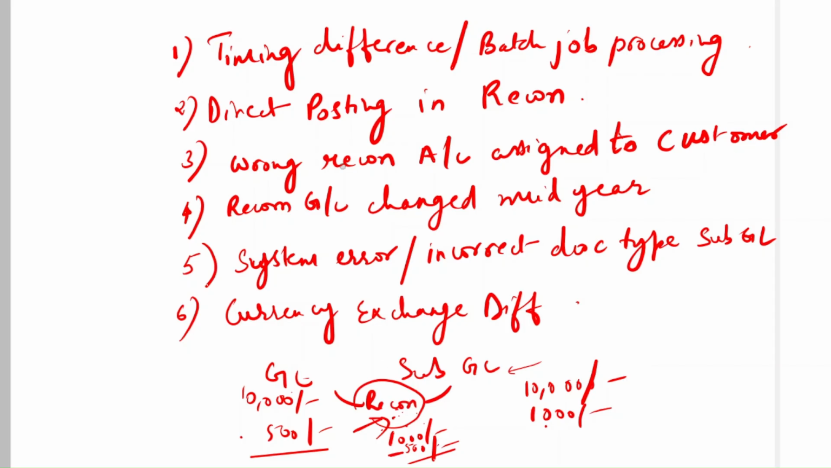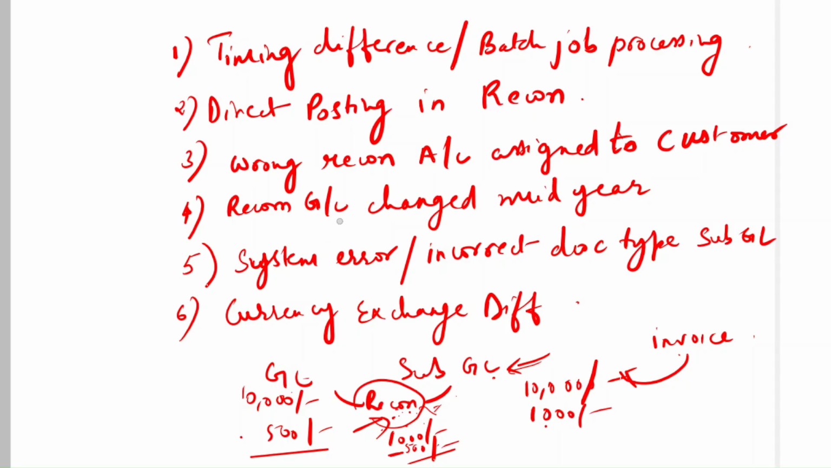Now, sometimes there could be other reasons like wrong reconciliation account assigned to the customer. So whenever the customer data is created in the customer master, you need to assign a reconciliation account. So whenever the invoice is generated from the customer, okay, it will automatically hit your sub GL, and from there the recon account which is mapped to the customer. So if this recon account is not correctly tagged to the customer master, then your sub GL will have the balance, but it will never flow down to the GL account, and that will result in a break.